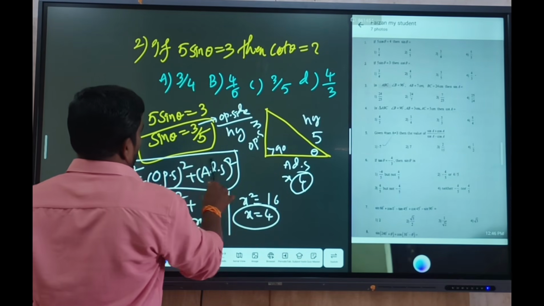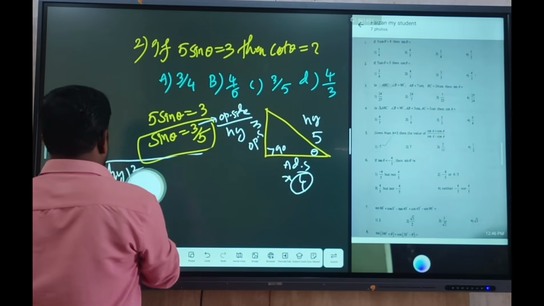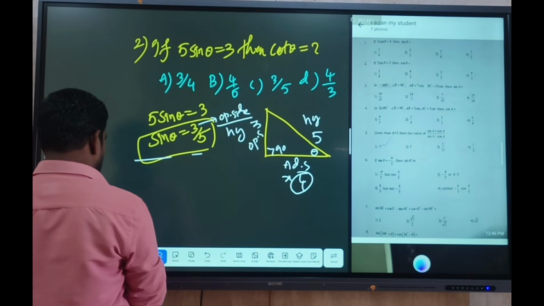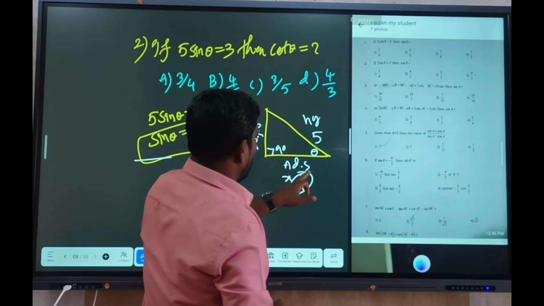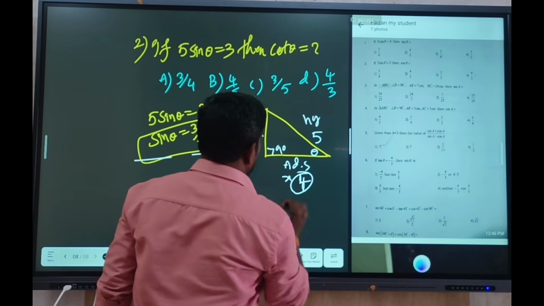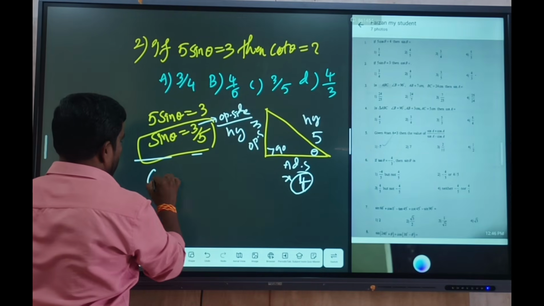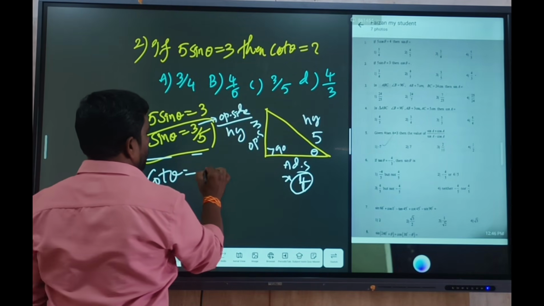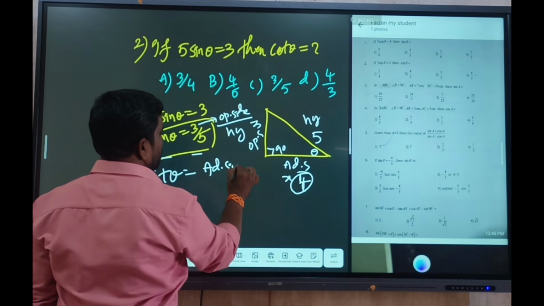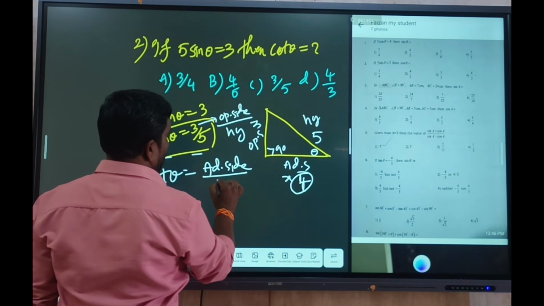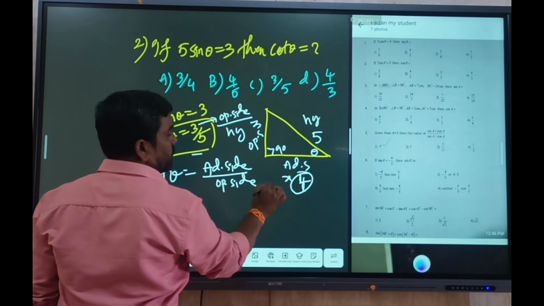So now, the question is asking what? Look here: 3, 5, 4. This is 4. Now what is cot theta asking here? Cot theta formula is adjacent side by opposite side. This is the cot theta formula.